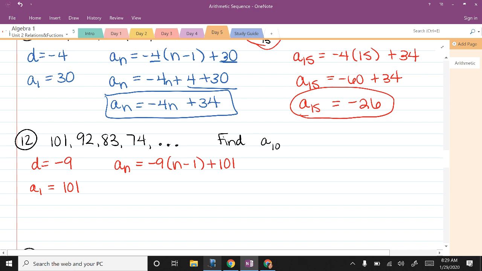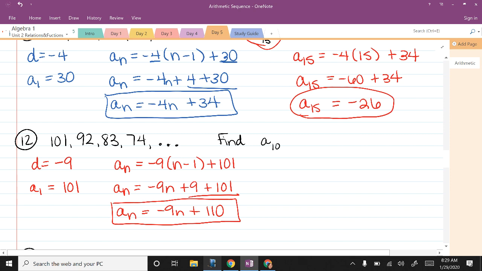Now what? Yeah, distribute. What's -9 times n? -9n. What's -9 times -1? +9 plus 101. And what's my last step? You gotta add 9 and 101, and how much is that? 110. Yeah, -9n plus 110. Very good. So there's my rule. That's part of my answer. So is everybody okay with how we got the rule?